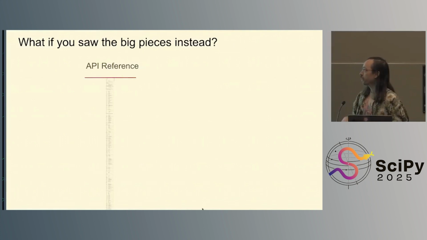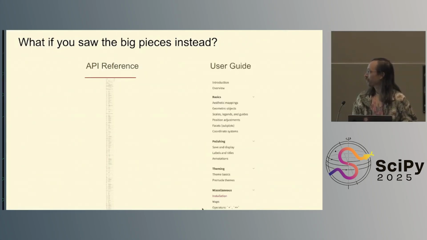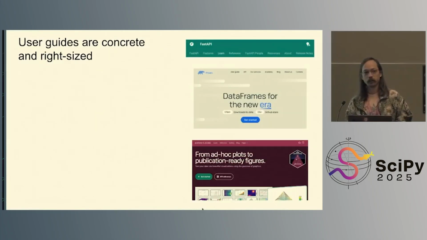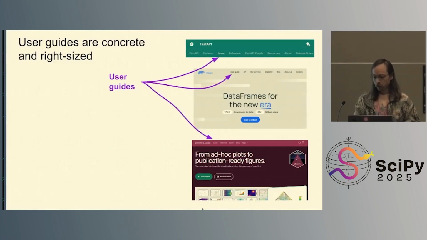I also wonder, what if you saw the big pieces? So rather than this API reference, squint your eyes, I mean, it's all there. What if you saw something like this? This is, I think, like 16 pages that just summarize the big pieces of Plot9 and help you get a sense for how all of it fits together. I think these are really important jobs, and I think these are essentially what a user guide does. So I would say a user guide is concrete and right-sized for getting into a tool. And user guides are all over. So you might know them by a lot of names.